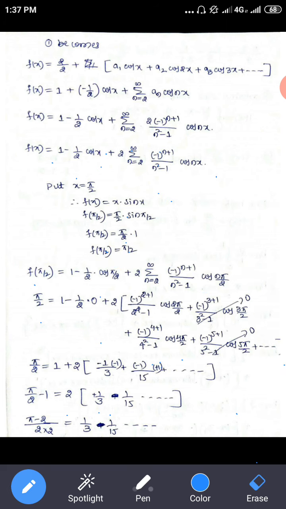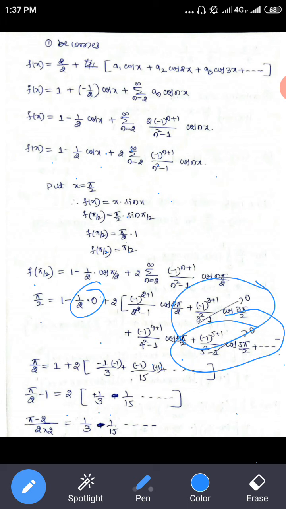Okay. So next thing is that pi by 2, 1 plus. So this is 0. So here for cos 3 pi by 2, see what exactly: cos of 0 is 1, cos of pi is minus 1. Cos pi by 2 is 0, cos 3 pi by 2 is 0. Similarly 5 pi by 2 is 0. So all odd terms get 0. So only this much remains.